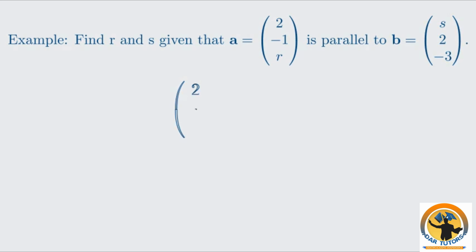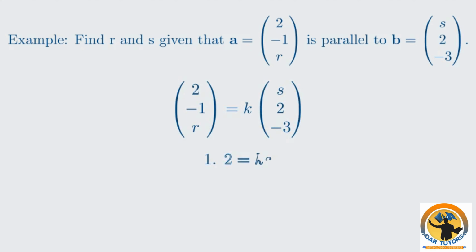Substituting the components, we get the vector equation: the vector (2, minus 1, r) equals k times the vector (s, 2, minus 3). This single vector equation gives us a system of three scalar equations, one for each component. From the first component, we have 2 equals k times s. From the second, minus 1 equals 2k. And from the third, r equals minus 3k.